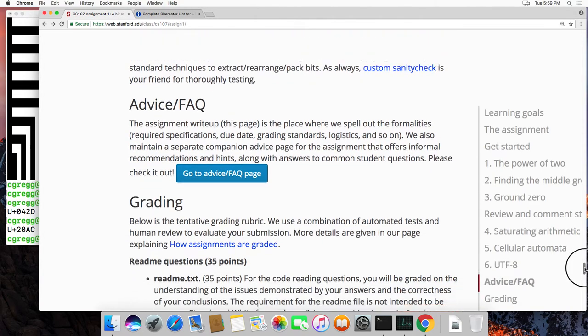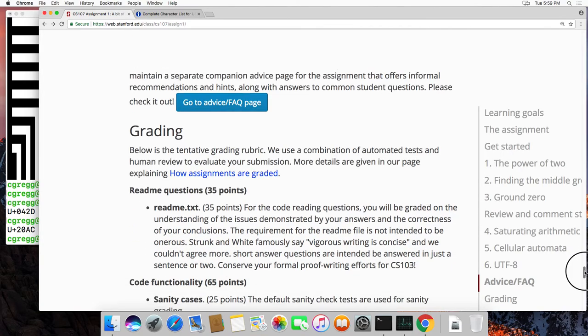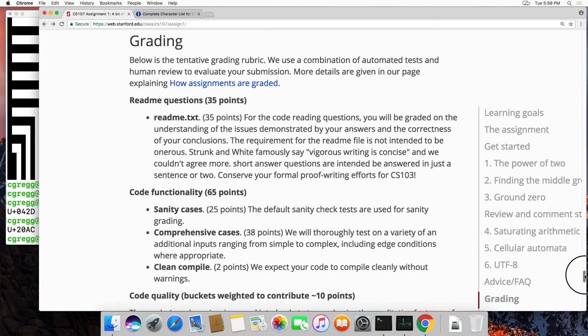All right, you can check out the advice and FAQ page. It gives some good answers to questions you might have. We will update that during the week if there are good questions that come across on Piazza. So you should always go to that advice FAQ page first if you have a question about the assignment. Okay, as far as grading, you have the grading here. I don't need to go through too many details, but it tells you how to do things.